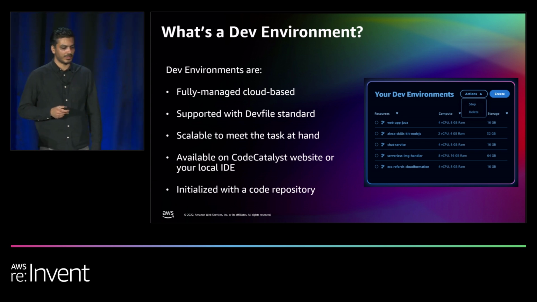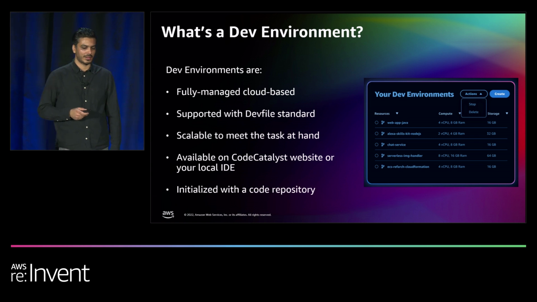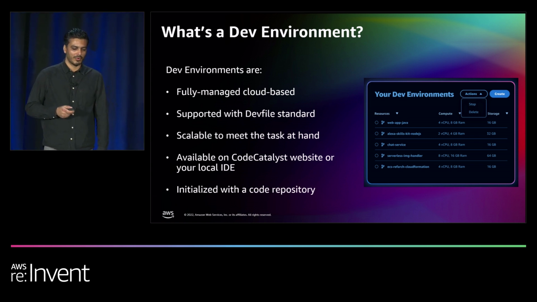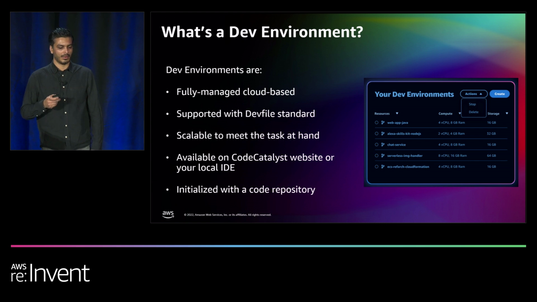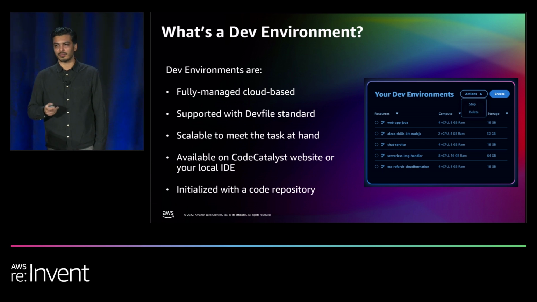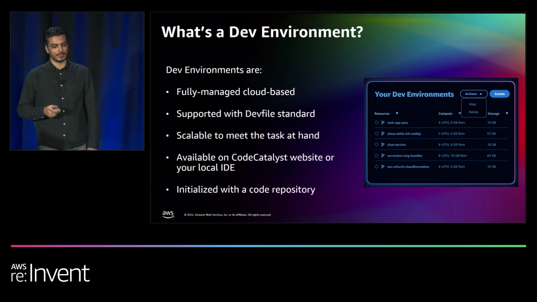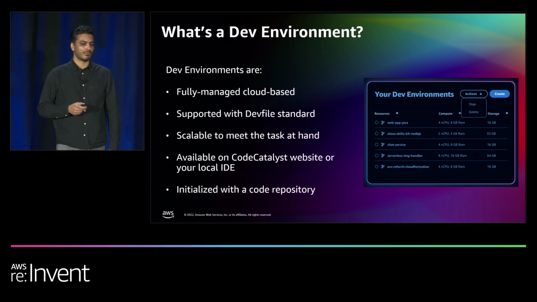Dev environments are supported with the Dev File standard, which is an open standard that allows you to define dev environments as code. Dev files ensure that you have consistently configured environments, version controlled in your project repo. For CodeCatalyst dev environments, we use a default universal file, or you can create or customize your own dev files. Dev environments are also resizable as needed. You can use various CPU, memory, and storage configurations to match your development needs. They can be created directly from within the CodeCatalyst website or your favorite IDEs, which include JetBrains and VS Code.